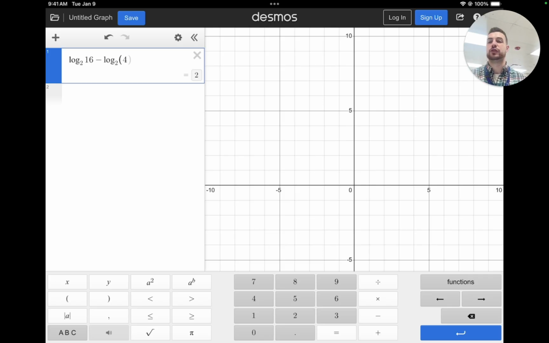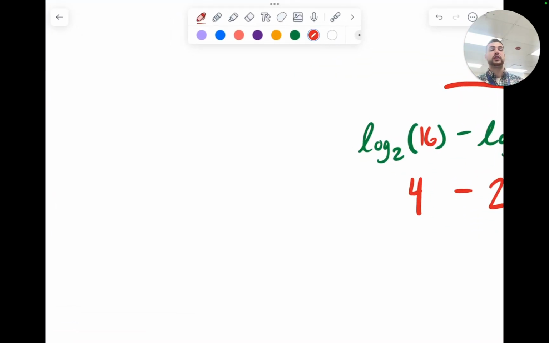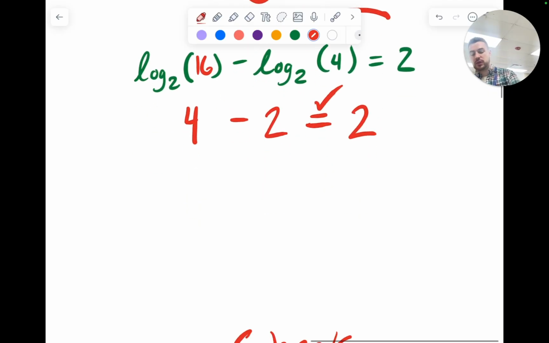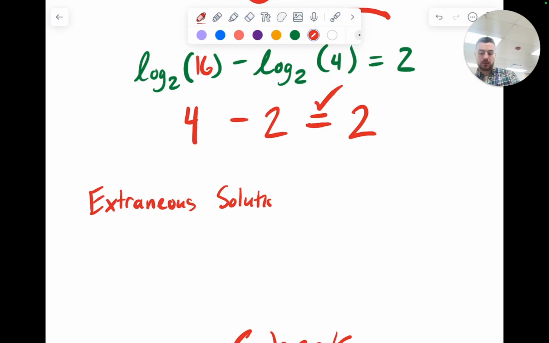And the answer is 2, as we can see. So you can always check with the calculator. All you want to do is make sure that you're holding yourself accountable and double checking, because sometimes this doesn't actually work out and we get what is called an extraneous solution. Now, an extraneous solution is a false solution.